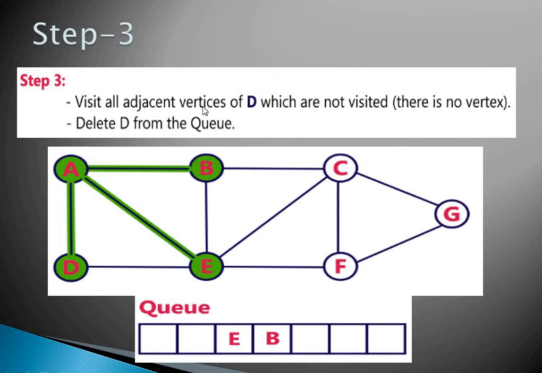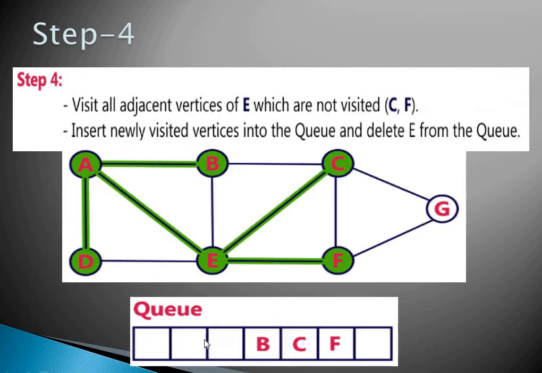So visit all the adjacent vertices of D, right? D's adjacent vertices here are A and E, right? So you have to visit this A. A is already removed. Now you have to remove this D. Why? Because you are going to the next vertex. So this D will be removed from the Q.